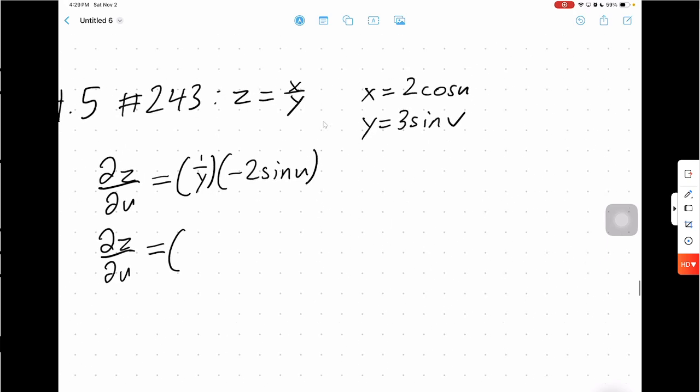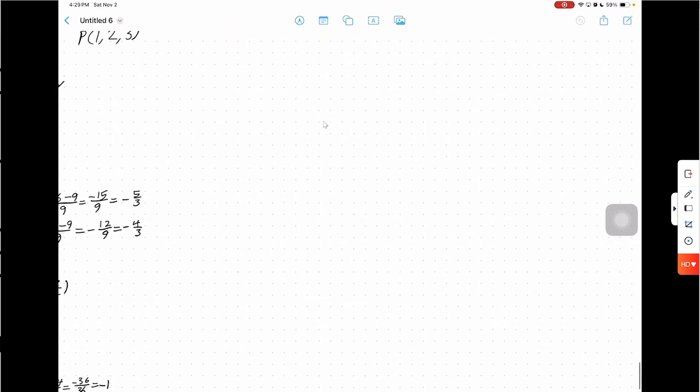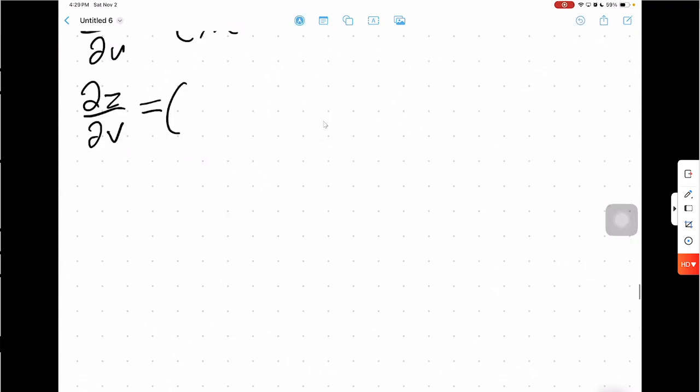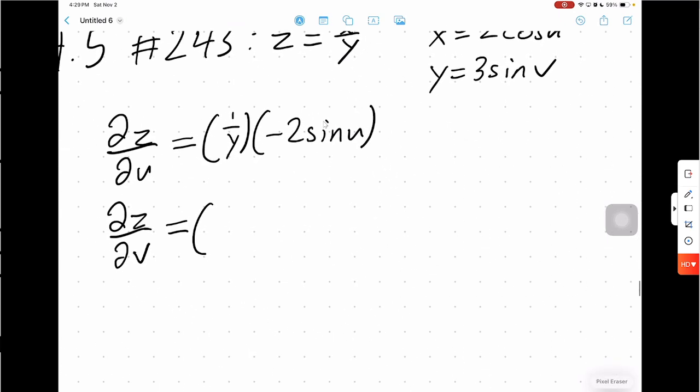Now we have the partial of x with respect to v is 0. There should be a v. That should definitely be a v. So we're going to skip over the x because we know that's just going to be 0.